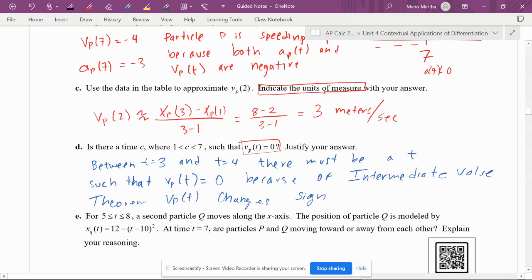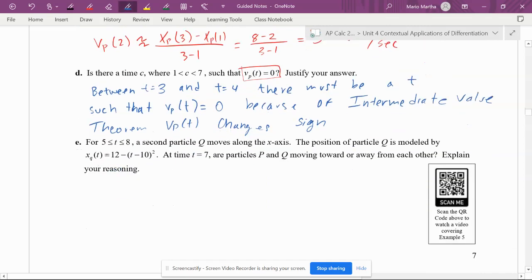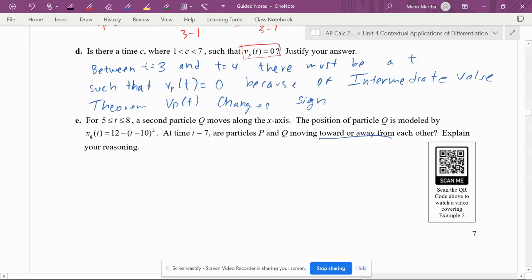All right. It says for t between 5 and 8, a second particle q moves along the x-axis. The position of the particle q is modeled by x sub q of t is equal to 12 minus the quantity t minus 10, squared. At t equals 7, are particles p and q moving towards or away from each other? Explain your reasoning.